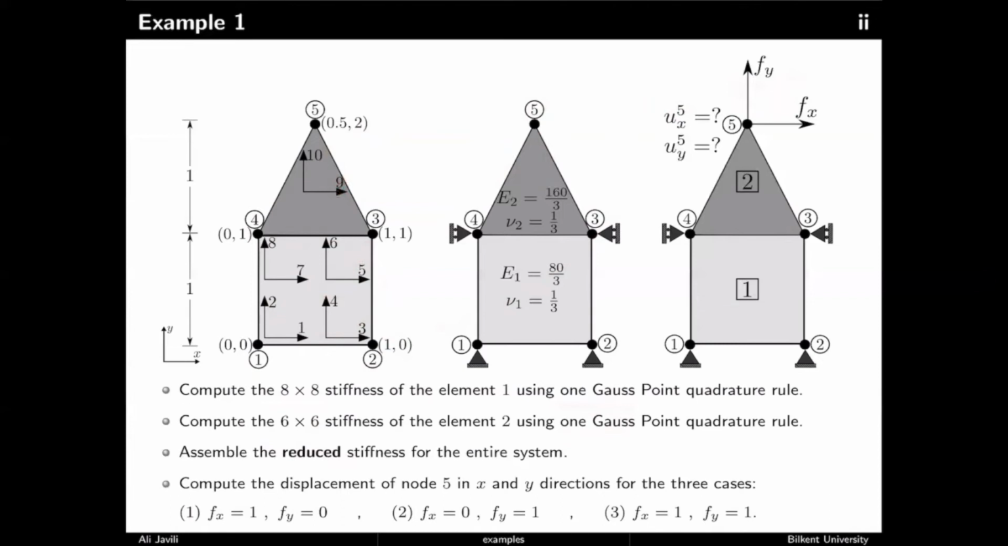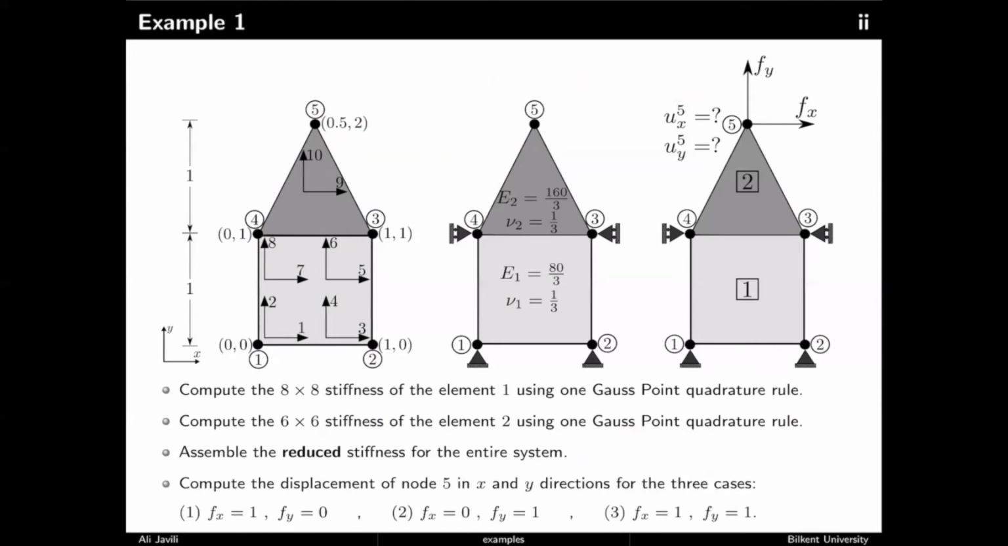Now, the next part is to assemble the reduced stiffness for the entire system. In order to do that, you need to pay attention to the supports. You can see that you have these 2 fixed supports, so that means these degrees completely vanish, and then degrees 5 and 7 also vanish. So you would end up with degrees 6, 8, 9, and 10 as your remaining degrees in your reduced system. So your reduced system would be a 4 by 4 system with the degrees being 6, 8, 9, and 10.